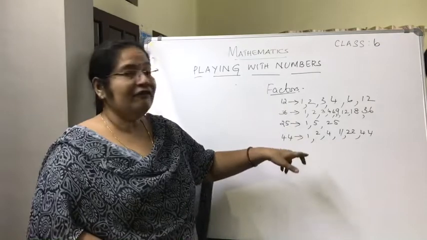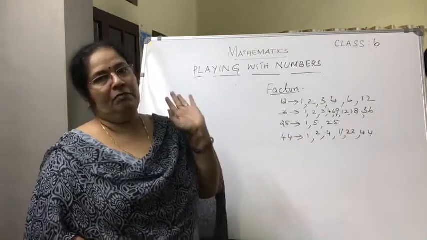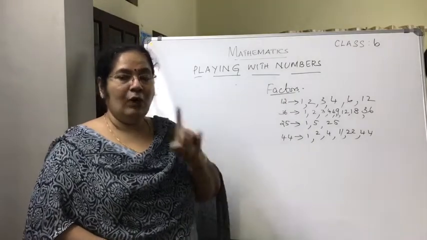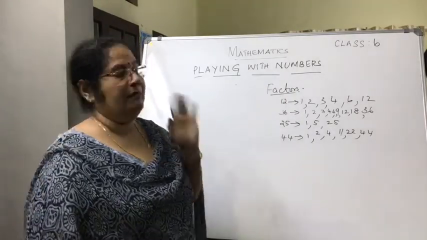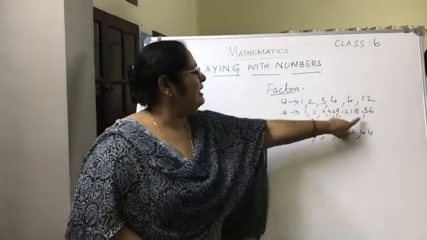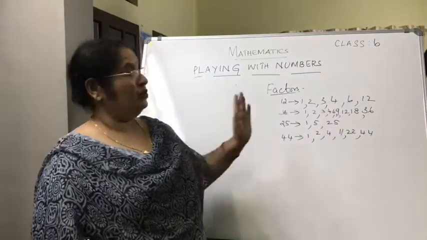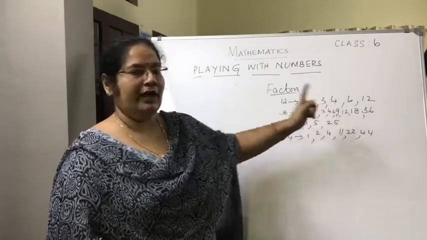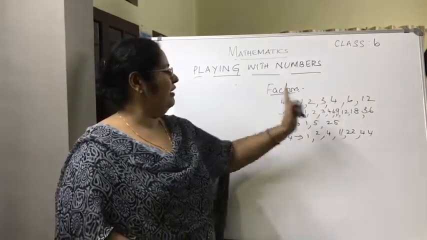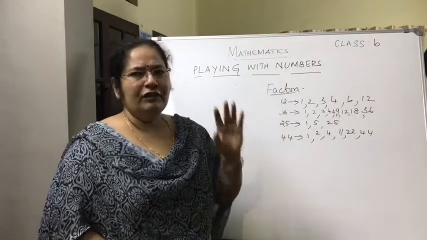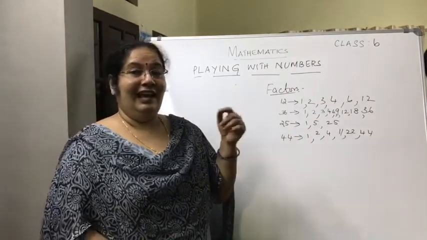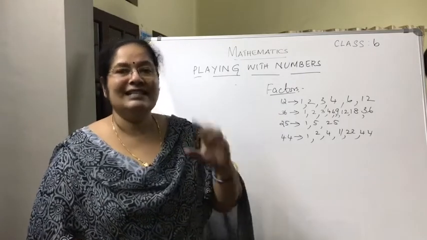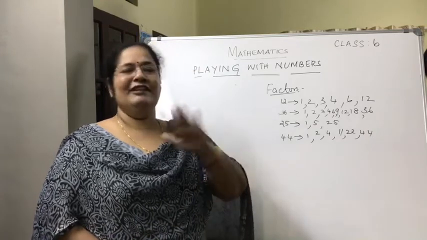So 1 is a factor of every number. That is one thing we get from factors. Now next, see the last factors towards the end. What is the last factor for 12? 12. 36? 36. 25? 25. 44? 44. From that, what do you understand? Every number is a factor of itself. The number itself is a factor.